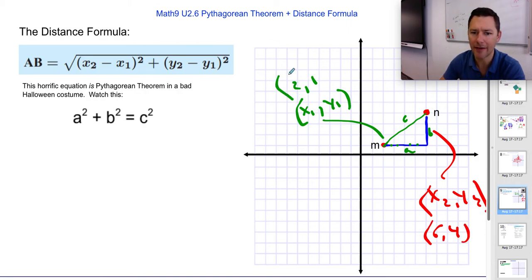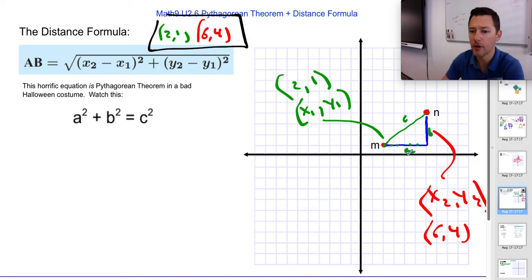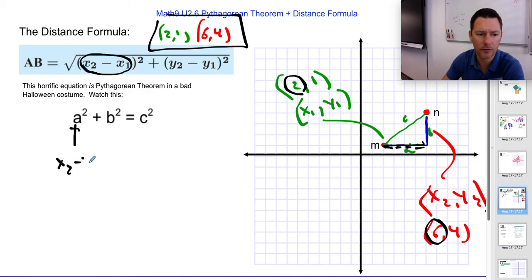I would really like to not have to count these. I'd like somebody to just give me 2, 1 and 6, 4 and be able to find the distance between those. We know that this horizontal distance is just the difference in the x values, right? You should get 1, 2, 3, 4. If you subtract 6 minus 2, you subtract the two x values, then you'll get that distance, and you square it. That's all a is: the difference between the two x values, and then you square it.